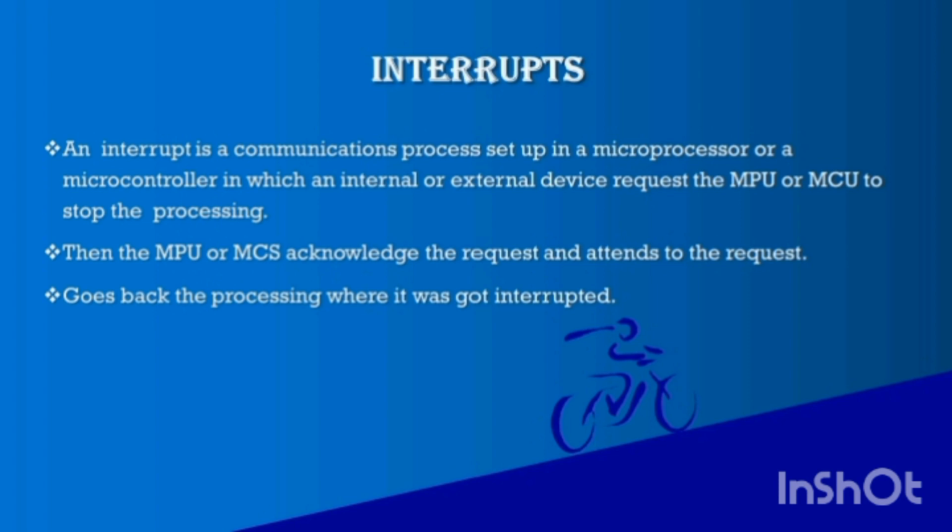Next is interrupts. Interrupts are important, which help us to run the program. It will simply offer an interrupt at the required interval so that our program will run properly. An interrupt is a communication process set up in a microprocessor or a microcontroller in which an internal or external device requests the MPU or MCU to stop the processing. Then the MPU or MCU acknowledges the request and attends to it. Then it goes back to the processing where it was interrupted.